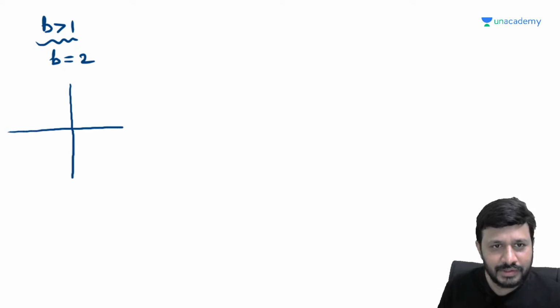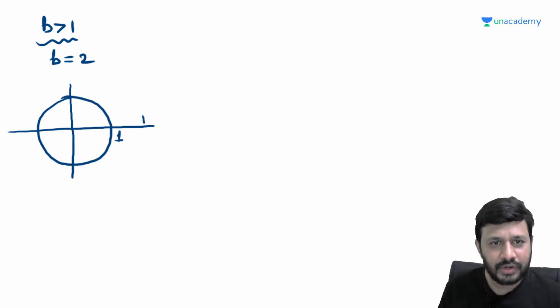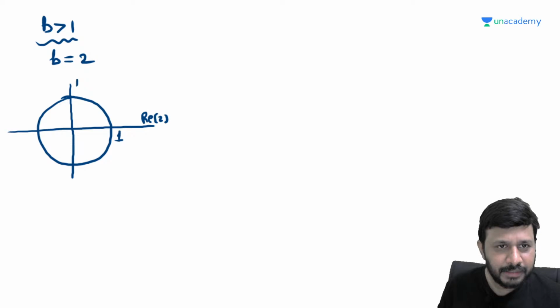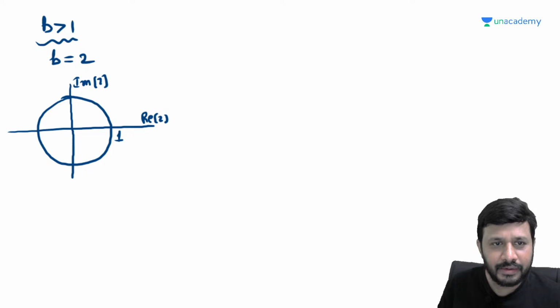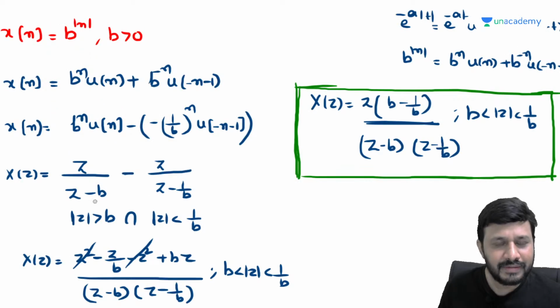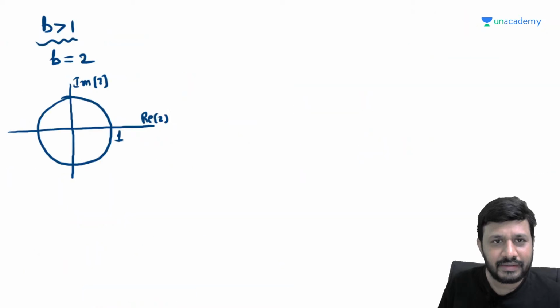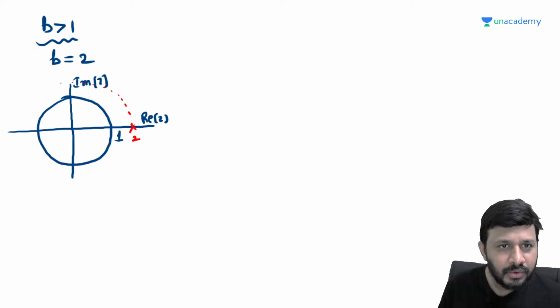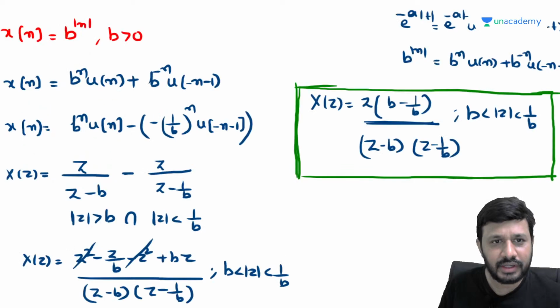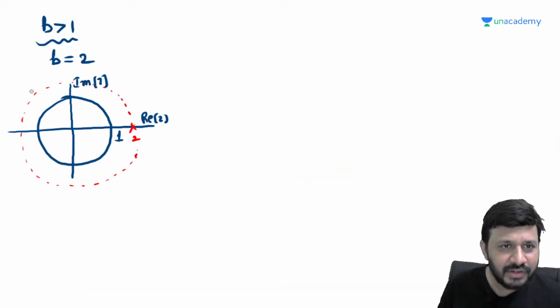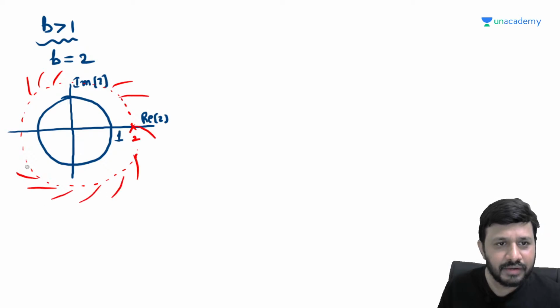ROC in Z transform is always drawn with respect to the unit circle. So take a unit circle, real part of Z, imaginary part of Z. B is equal to 2 means what will happen? First pole is at Z is equal to B, which means at 2. Along the pole 2, draw a dotted circle, from which mod Z greater than B means ROC is outside.